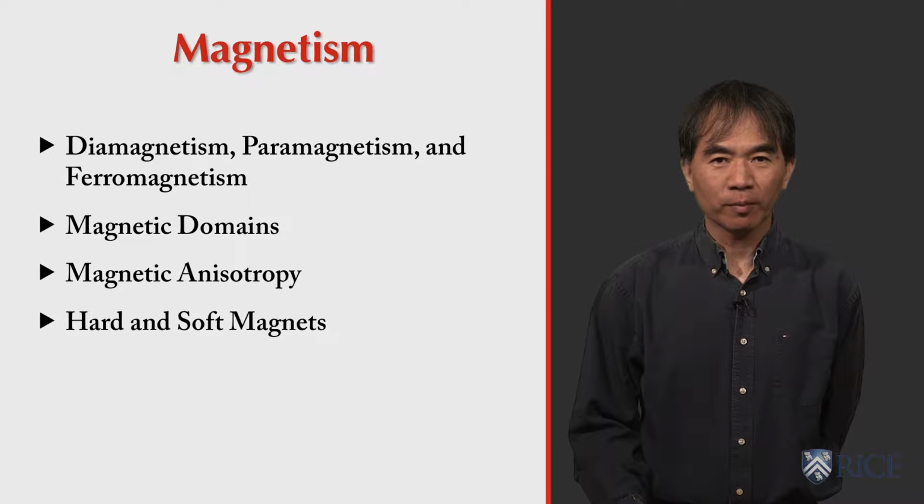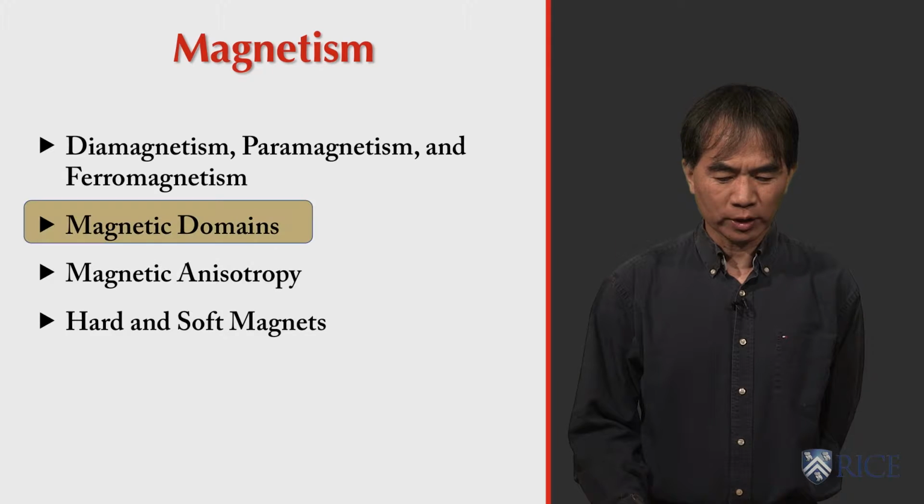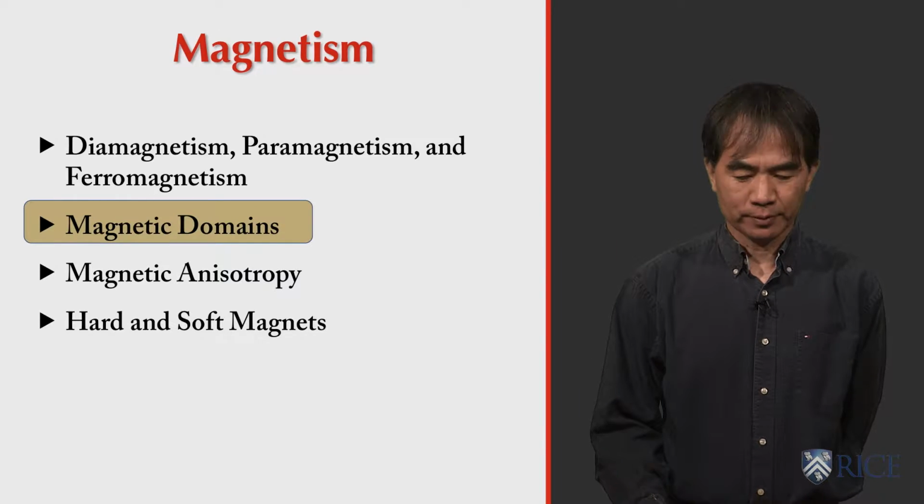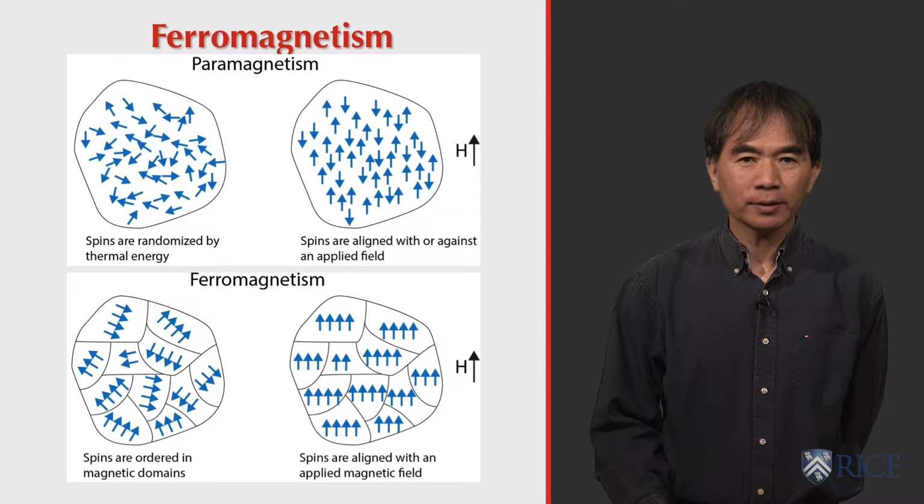Okay, this is Module 4, Lesson 2. In this lesson, we'll continue our discussion of magnetism, where we're going to be focused on magnetic domains. In the last lesson, we talked about several types of magnetism. We say all materials have diamagnetism, and then we say some materials are ferromagnetic. In this lesson, we'll mostly focus on ferromagnetism.